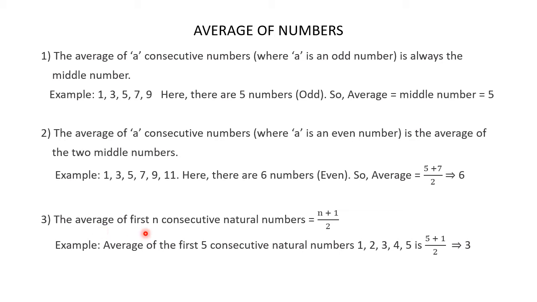The average of first n consecutive natural numbers is n plus 1 divided by 2. For example, find the average of the first 5 consecutive natural numbers 1, 2, 3, 4 and 5. Here there are 5 numbers, so n is 5. Substitute the value of n in the formula here. So the average of 5 consecutive natural numbers is 5 plus 1 divided by 2, which is 3.